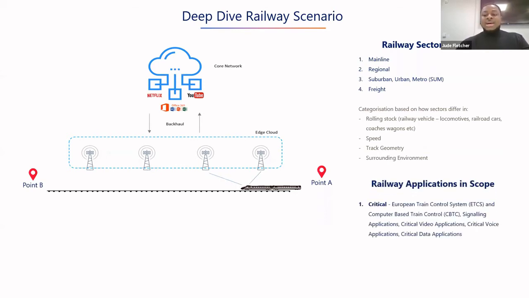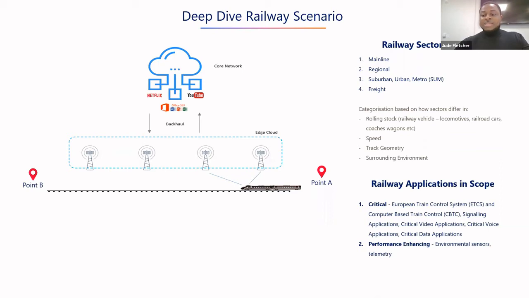So now, what kinds of applications are we looking at within the railway industry? We are looking at all sorts of applications. Most of our applications, and I'll show you the applications in a minute, are around critical voice, critical data, and also critical video as well. Those applications, we consider them to be critical for railway operation. So you can see that we have categorized those applications to be critical.